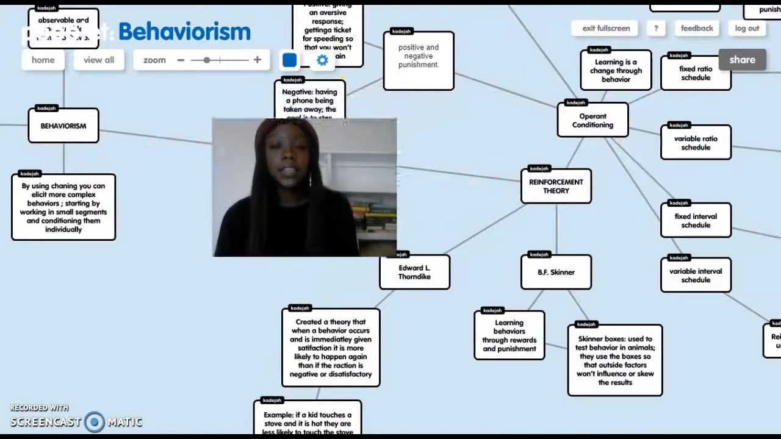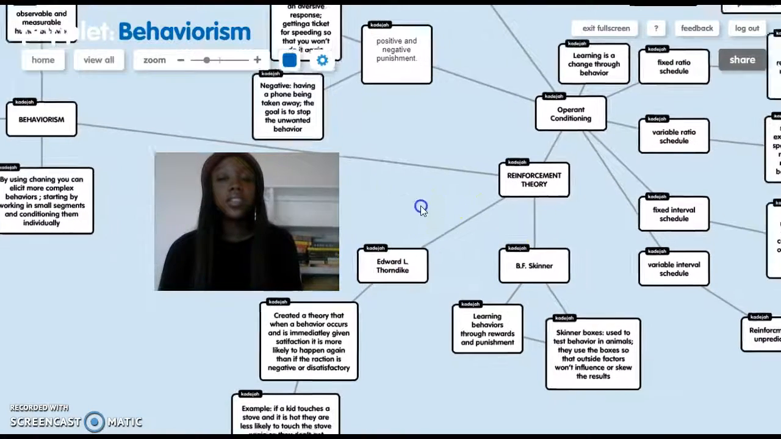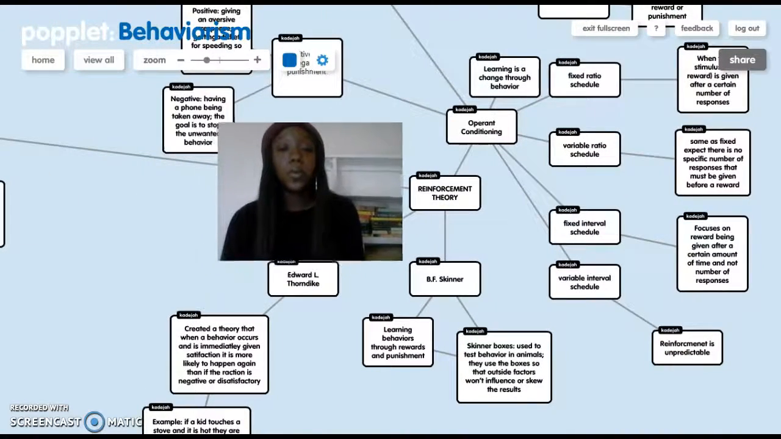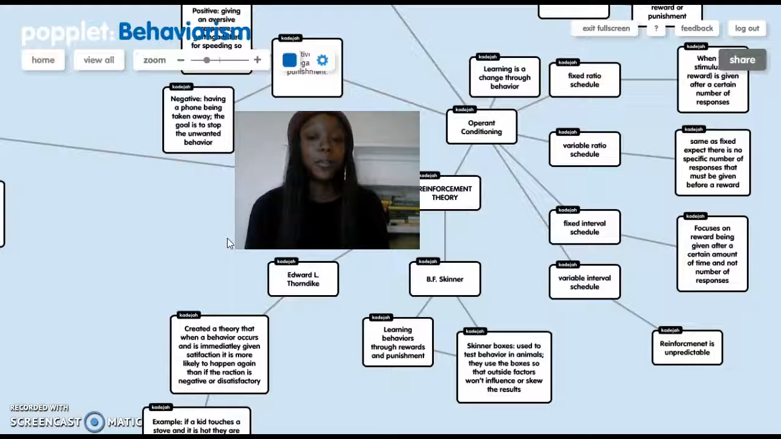There are different types of schedules that show how a reward is given out. So we have the fixed ratio schedule. For a certain amount of responses, you will get a reward. For every 10 responses, you get 1 reward. So when you do 10 responses, you get a reward. Or the variable, it's like the fixed, but there's not a certain number that you have to reach to get the reward.